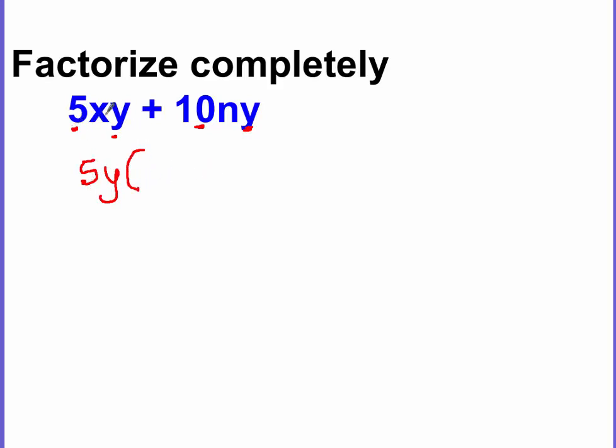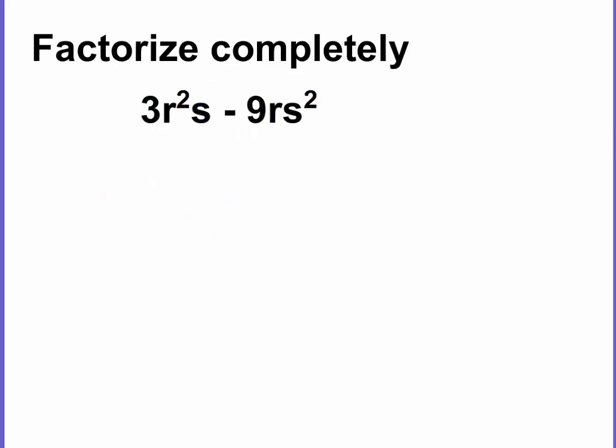Now the 5 is already out, y is already out. We are left with x plus, which other factor times 5 will give us 10, that is 2. Then n. That is the answer to the first expression. We can solve more of these, so let's look at the next question.